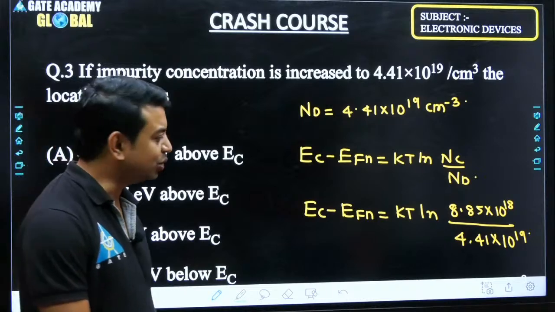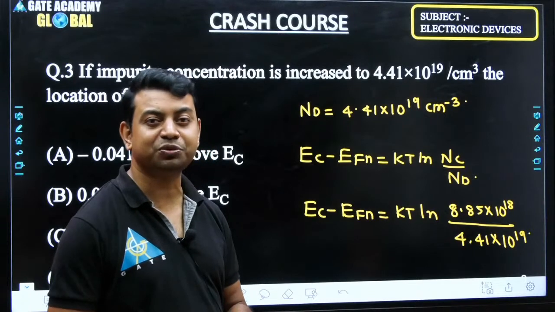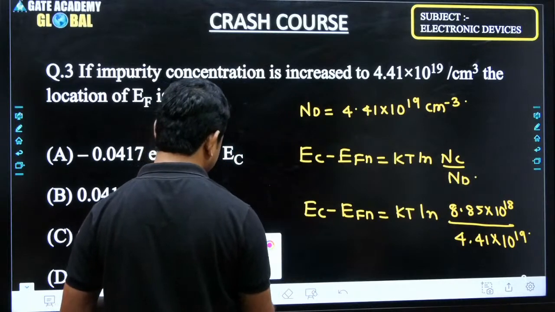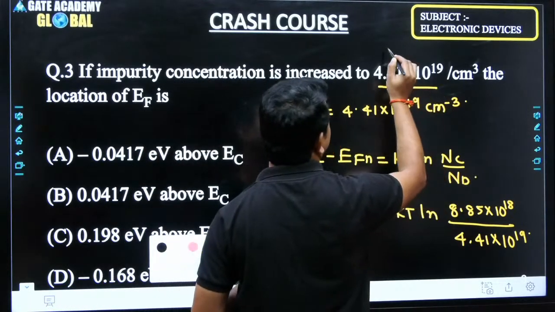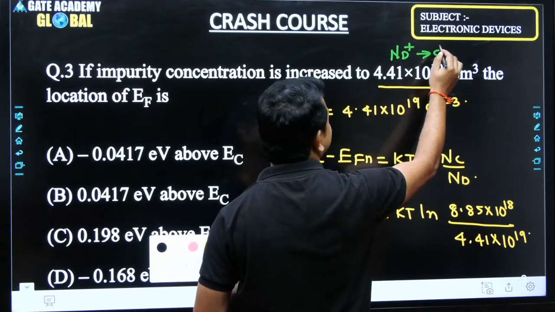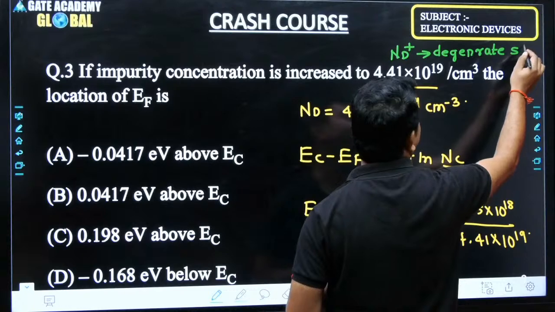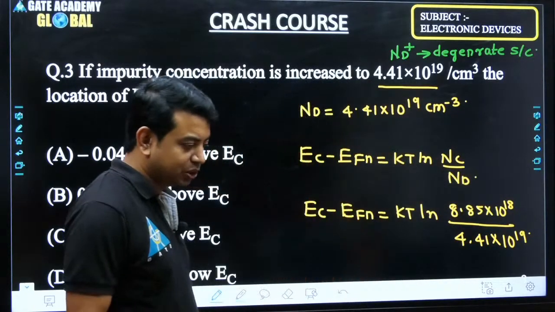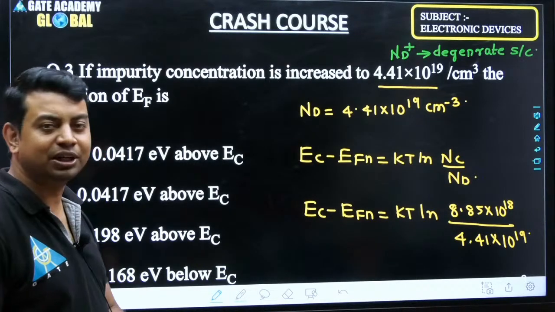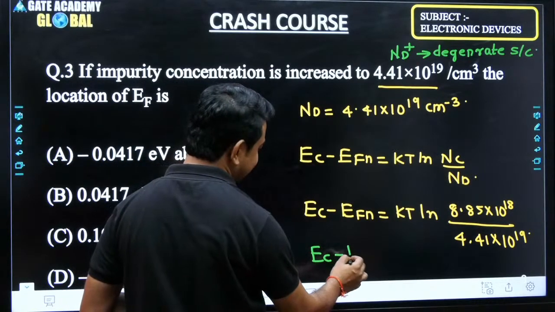Now we can see the denominator of this formula has become larger than the numerator. If the denominator is larger than the numerator, that means this is a heavily doped N-type semiconductor. Because of this, I write here ND plus. That means we can say this is a degenerate semiconductor. If ND plus, the donor atom concentration, is very large, then the semiconductor becomes a degenerate semiconductor, and the answer that we are going to get here is negative.